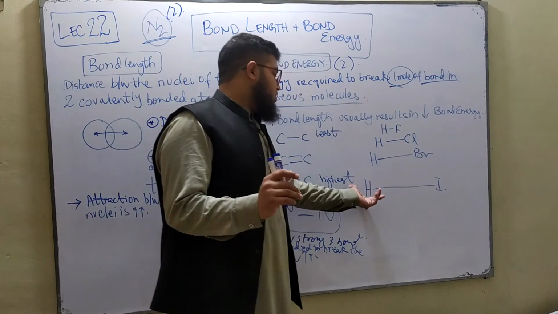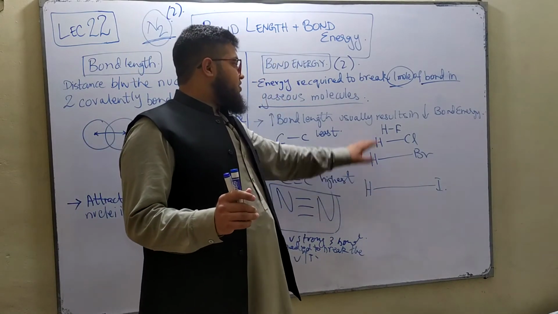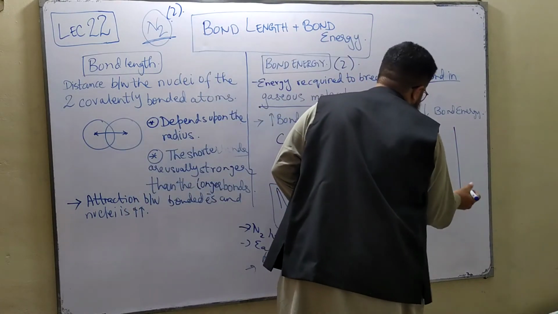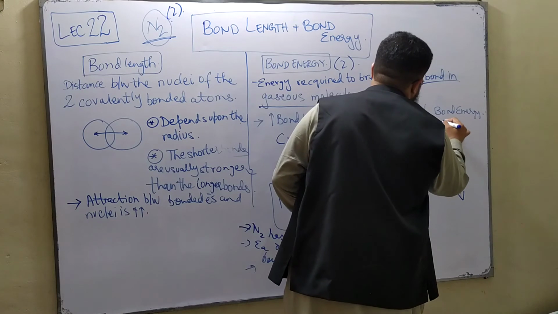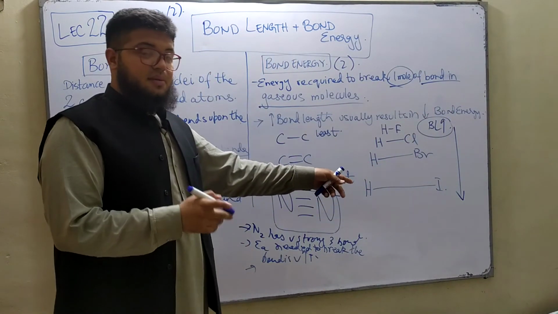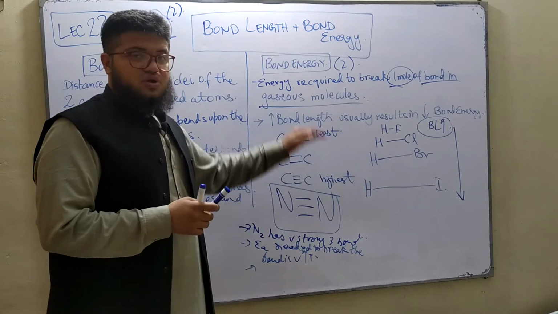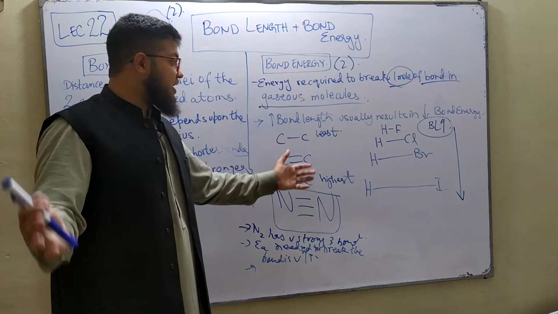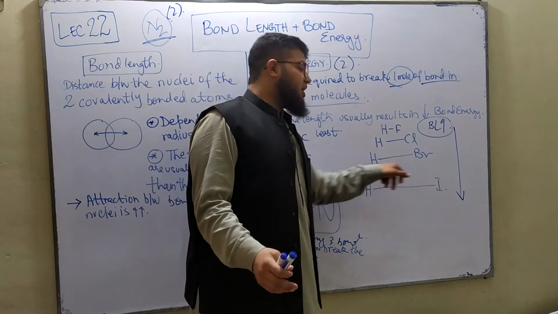Now over here, as we go down the group, the bond length is increasing. What is happening to the bond length? It is increasing. The reason why it is increasing is because the radii are increasing. Remember the group trend, that as we go down the group, the periods increase, and as the periods increase, the radius increases in size, the atomic radius. So therefore the bond length increases.